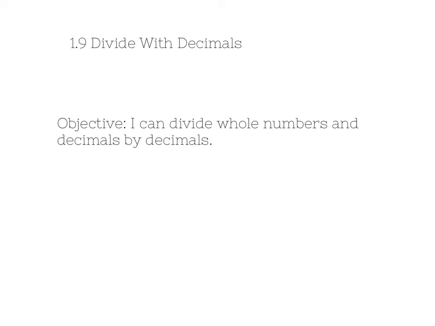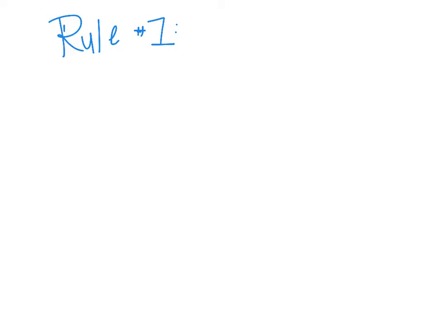This is the last lesson in chapter 1, and so we're going to go over dividing with decimals. Our objective is I can divide whole numbers and decimals by decimals. This is stuff that you learned in 5th grade, so hopefully it's a review. There's not many story problems. We'll do story problems together as a class, but you need to be ready for your chapter 1 test coming up soon. Okay, so let's go ahead and talk about the number one rule of dividing.